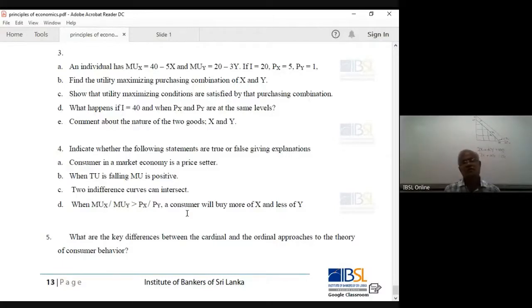Two indifference curves can intersect. Wrong. It can be proved using the assumption of consumer preference. Two indifference curves for a given consumer do not intersect. They never intersect. Statement is wrong.